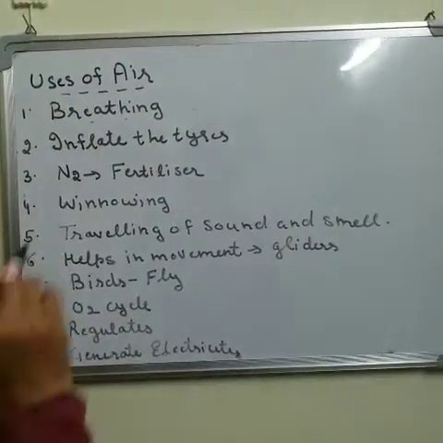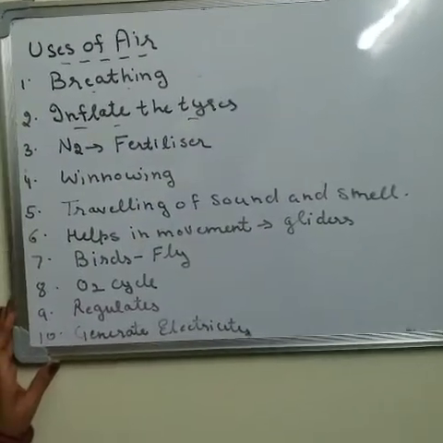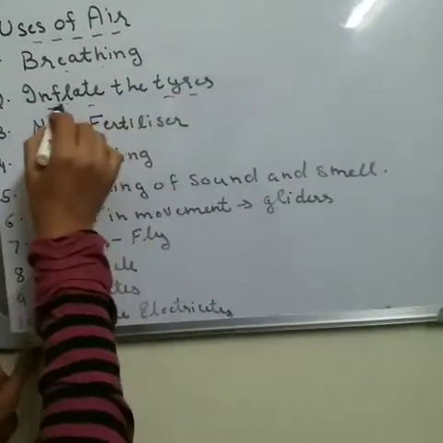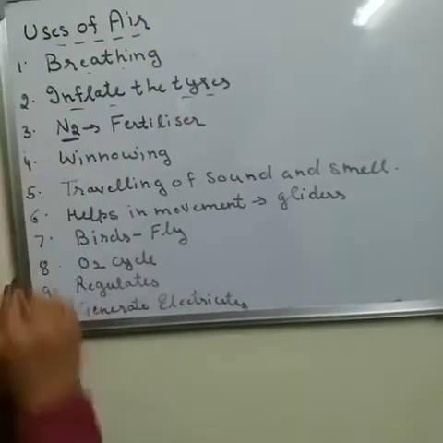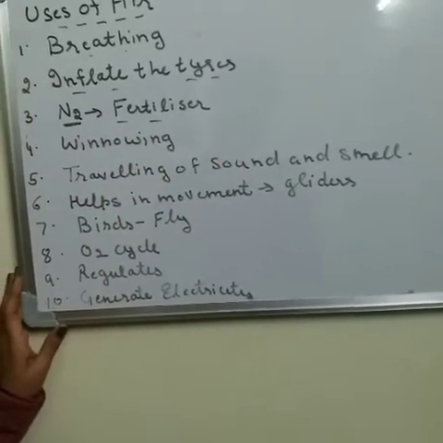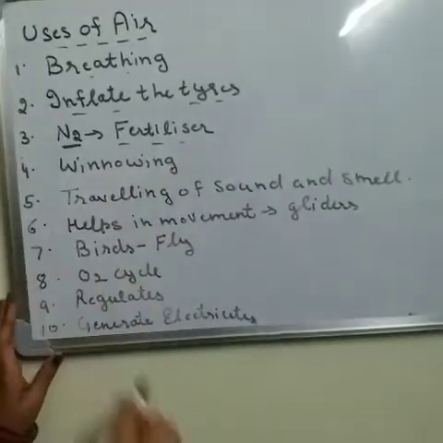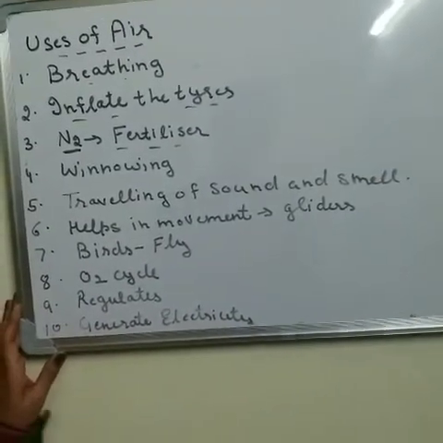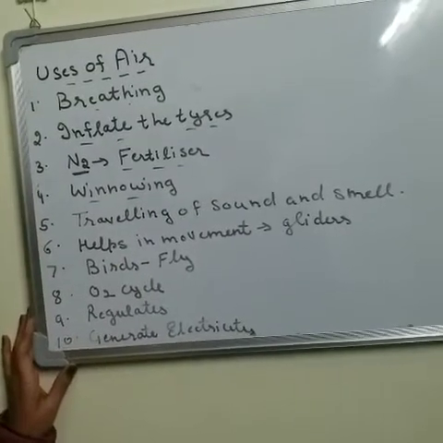Now the next use of air: it is used to inflate the tires in vehicles. Yes, in different vehicles, car, bike, scooter, truck, the tires are filled with air. Next one, nitrogen, which is one of the main components of air, is used as a fertilizer and is a must for the growth of plants. It is used by the plants for the synthesis of protein products.